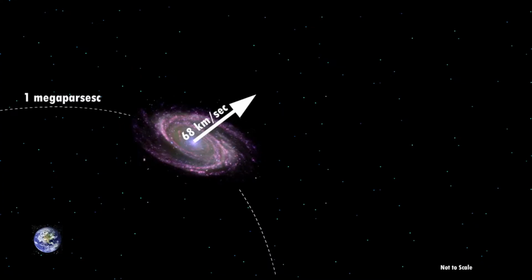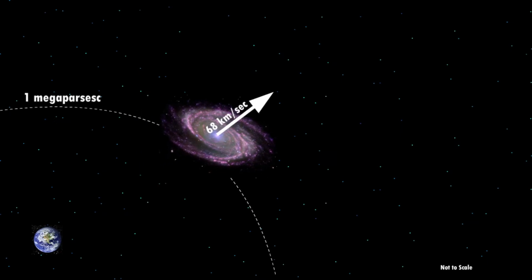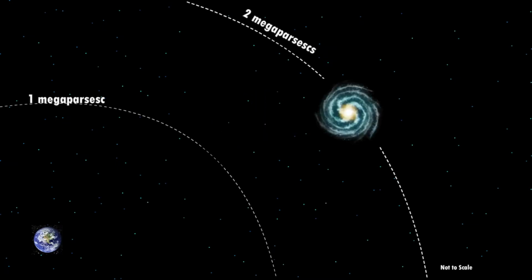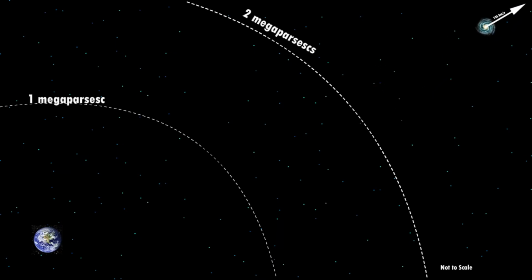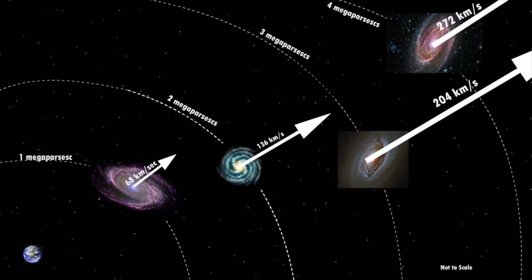So this speed says that if we look at a galaxy 1 megaparsec away, it will appear to be receding from us at 68 kilometers per second. If we take a galaxy 2 megaparsecs away, it will appear to be receding from us at double that, 136 kilometers per second. And this pattern continues as we get further and further away. That may make it seem like Earth is the center of the expansion, but we see this same pattern when measured from other points in the universe.